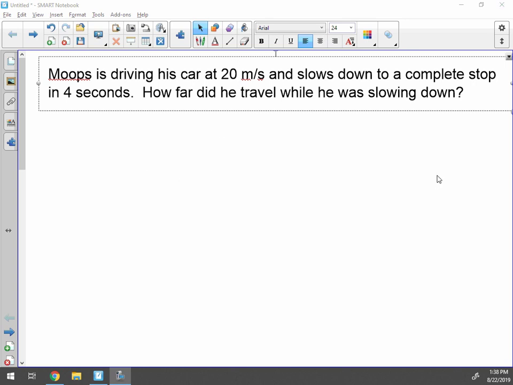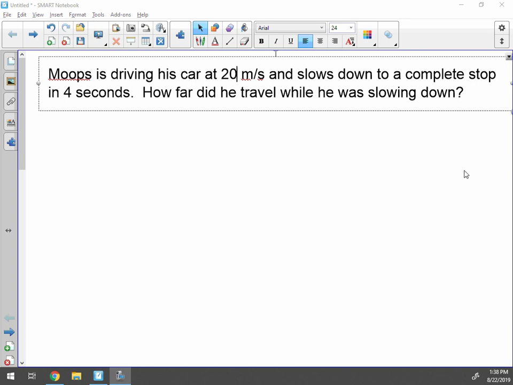Hello, Padres. In this video tutorial, we're going to look at two problems for the motion problem set. They're both acceleration problems, and they're solving systems of equations. So for all these problems, we're going to go through the steps.